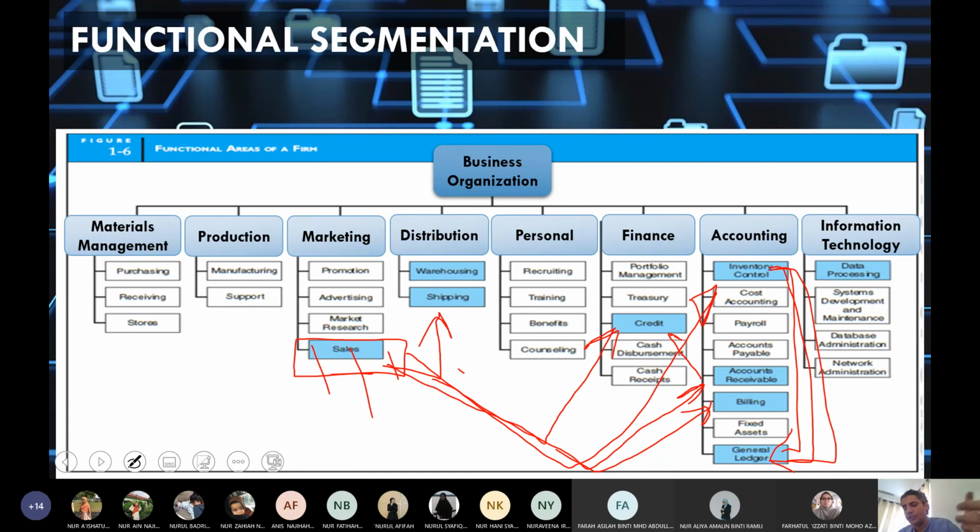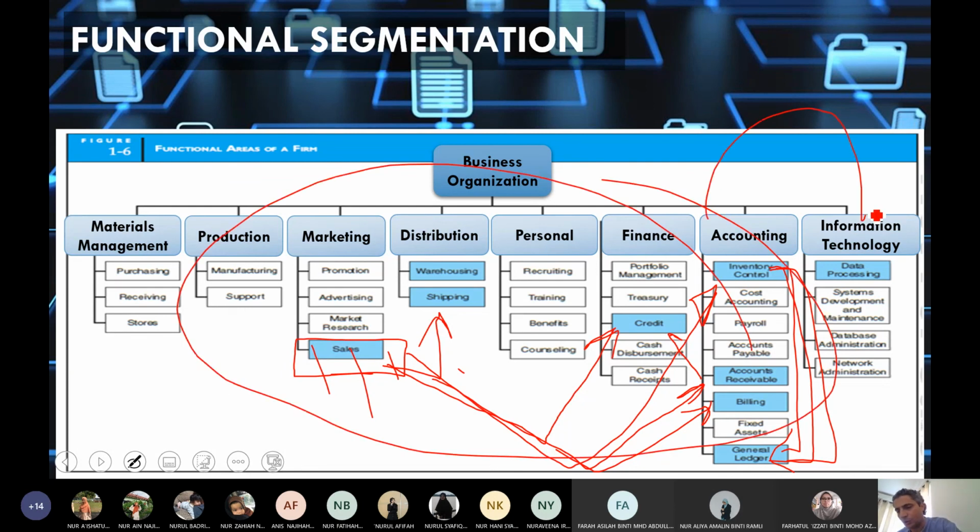And then all of this information, even including the accounting, will be processed in the database processing. I hope you can get the idea here about the relationship between those functional segmentations and understand what we are handling, what the accounting information is. It's not just about recording. Day by day, we have more integration between the accounting information system and the other functional segmentation within the company.